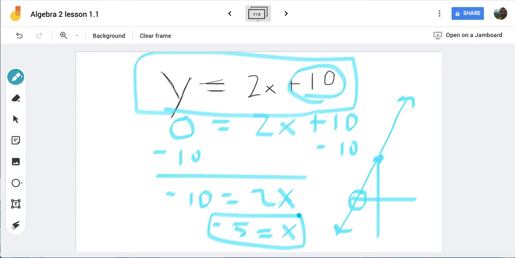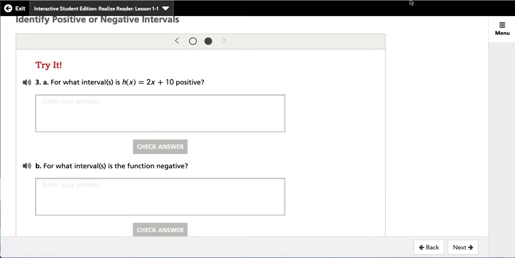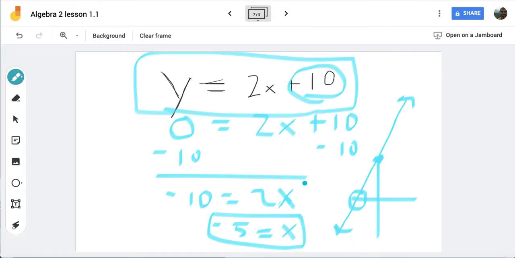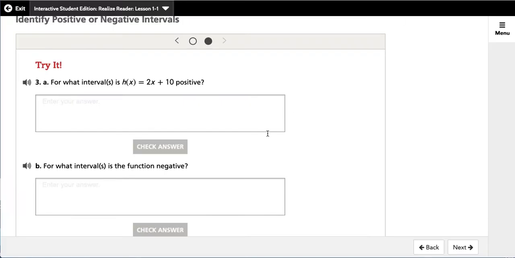Now the question was, for what intervals is the function positive? The function's positive from x equals negative 5 and up. And it's negative from x equals negative 5 and down. And how would you write that? Once you click pause, how would you write that?